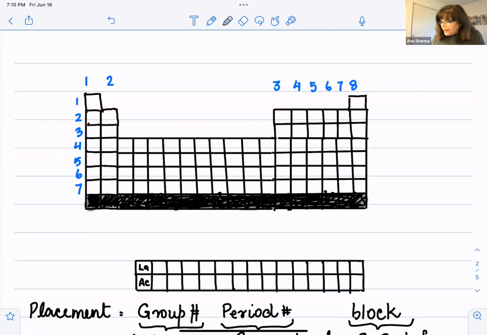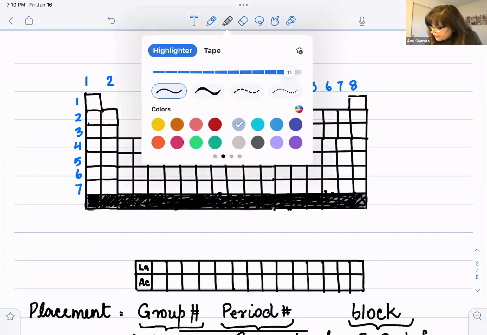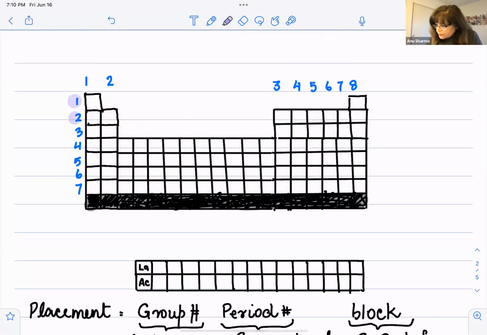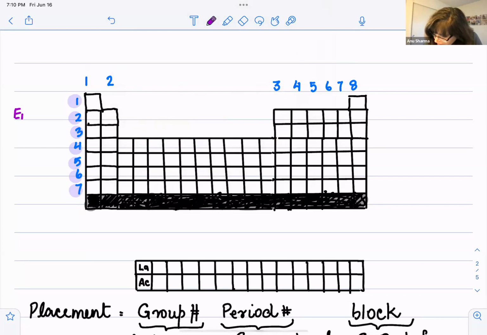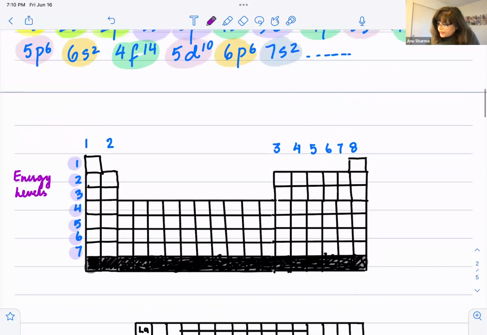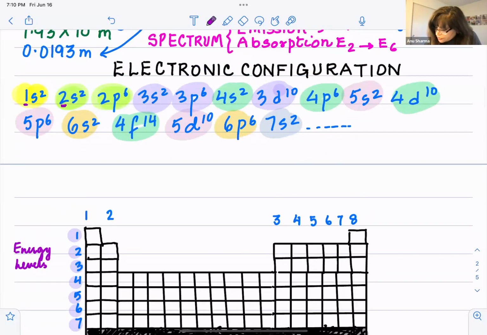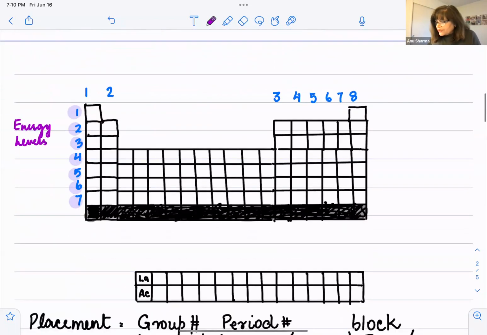Here's your periodic table, okay? Now, you see these numbers right here. Let me use this color. So 1, 2, 3, 4, 5, 6, 7. What are these? These represent the energy levels, or the shells. This is the first energy level, and this is the second energy level. So the number in front is the energy level. So that's what it is.